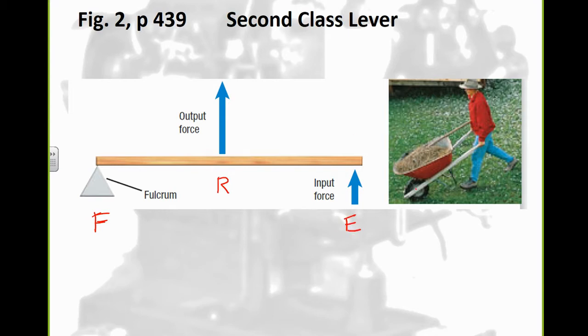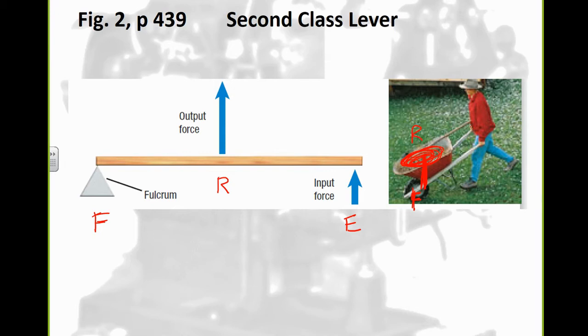Now, you can see this wheelbarrow is a great example of this. The center of gravity of this big old pile of whatever it is, it's right here, okay? That's the center of gravity. That's the resistance. The earth is pulling that thing down. The fulcrum is going to be down here where the wheel is at, right? So that's got to be our fulcrum. So we've got a fulcrum. We've got the resistance, which is our weight.